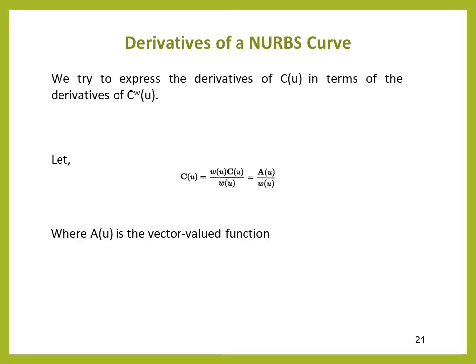So we have talked a lot about NURBS curves, and we obviously know that these are very important. Now, how do we apply the NURBS curve? To apply the NURBS curve, we need their derivatives. Derivatives tell us a lot about the NURBS curve. So we try to express the derivatives of our equation C(u) in terms of the derivatives of its weighted equation, that is Cw(u). As you can see, we just multiply and divide the equation by its weight and we get a new expression, that is C(u) equals A(u) divided by its weight. A(u) here is our vector valued function. It represents the coordinates of the curve.